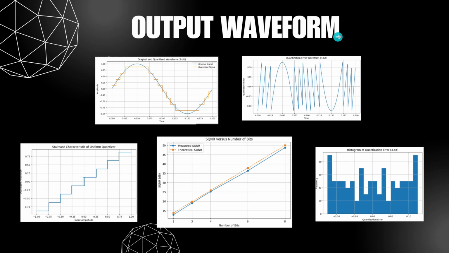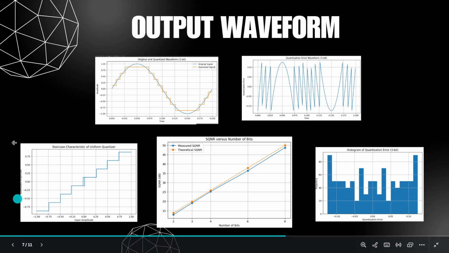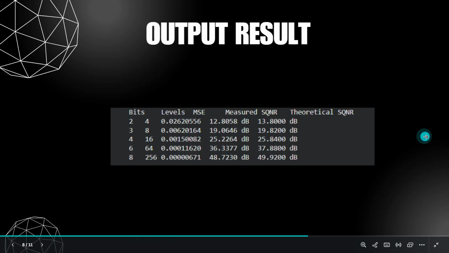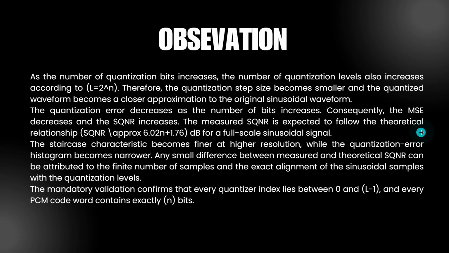And this is the output waveform we saw before. This is the output result. From this observation, we can see that increasing the number of bits increases the number of quantization levels. Therefore, the step size becomes smaller and the quantized waveform becomes a better approximation of the original waveform.